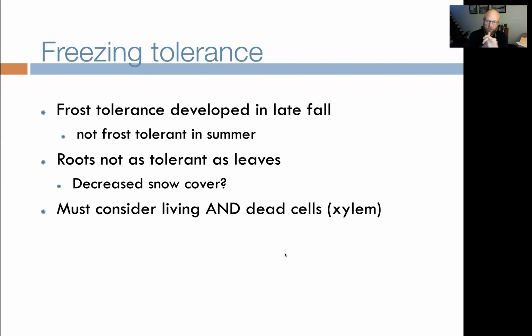And then I will also say that roots are not as tolerant as leaves. So roots will experience damage at warmer temperatures than leaves will. I mention this just because we won't talk about it in detail now, but in lots of places that are experiencing a decrease in snowpack, those soils are getting colder in the winter because they're not insulated by the snow. And actually, we're seeing die-off of trees in some of those situations.